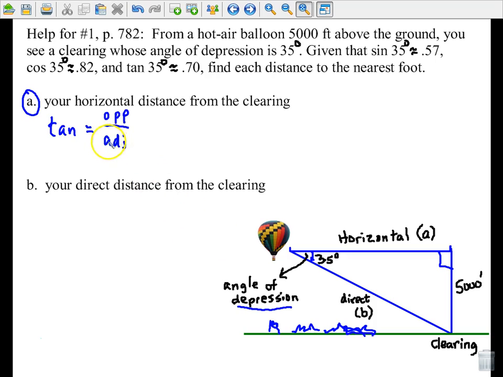Okay? So getting specific, that's what tangent is in general, but applying to this problem, we would say tangent 35 degrees equals the opposite side length, which is 5,000, divided by the adjacent side length, which is what we're actually looking for. So I'm just going to call this A. All right. Well, fortunately, we don't even have to do this in our calculator because we are given what the decimal equivalent, at least the rounded form, of tangent 35 is. It's 0.70.